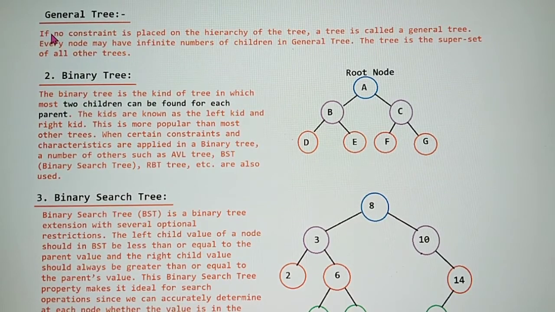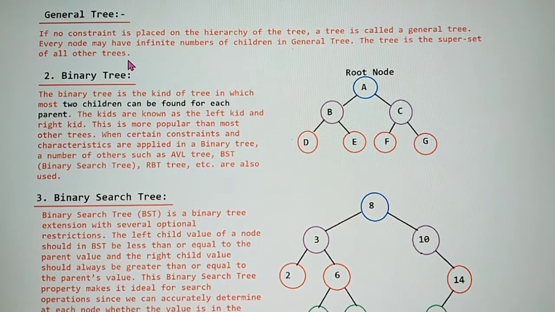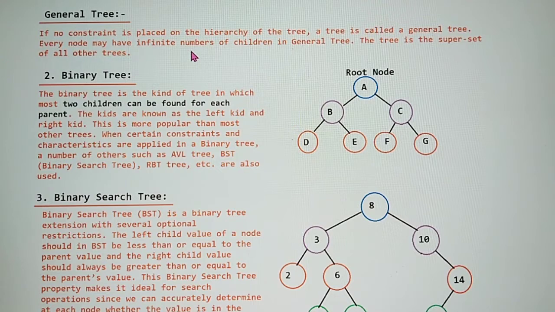If no constraint is placed on the hierarchy of the tree, the tree is called a general tree. Every node may have an infinite number of children in a general tree. The general tree is the superset of all the other trees. So here it is said that all the parent nodes can contain an infinite number of child trees. It hasn't any limit, because it's non-linear.